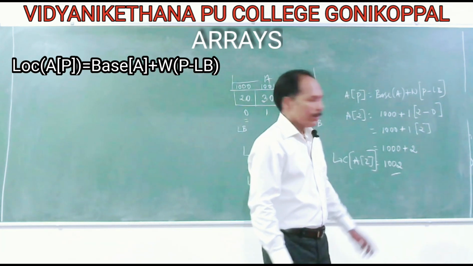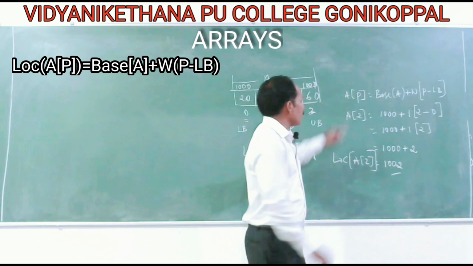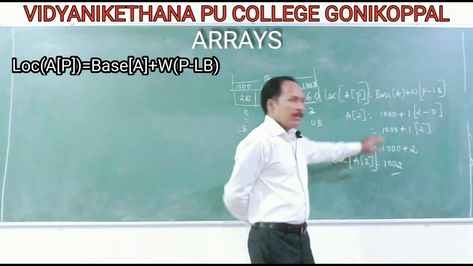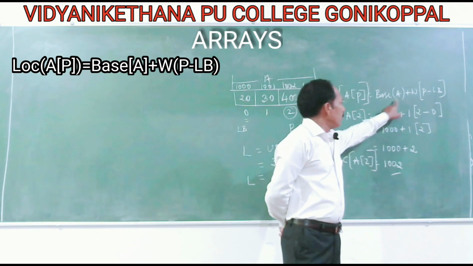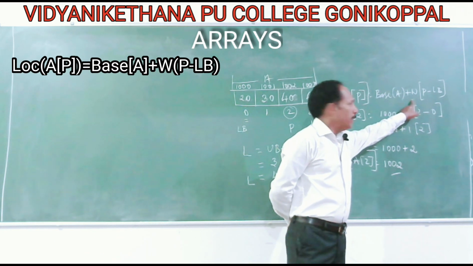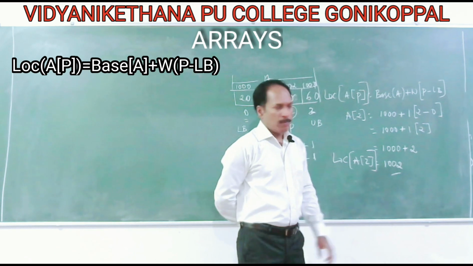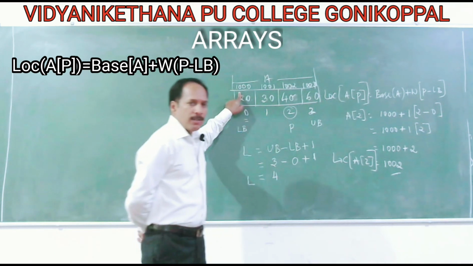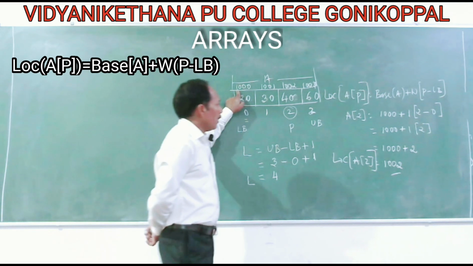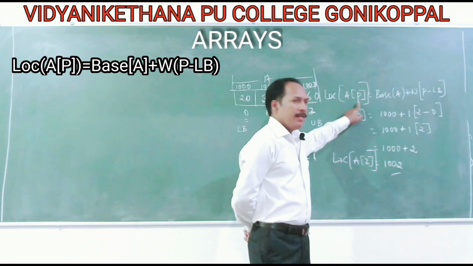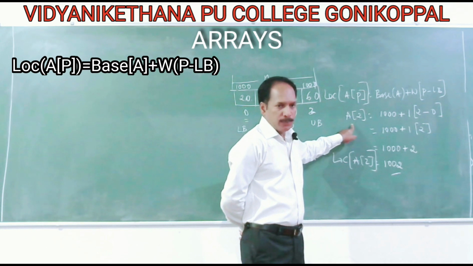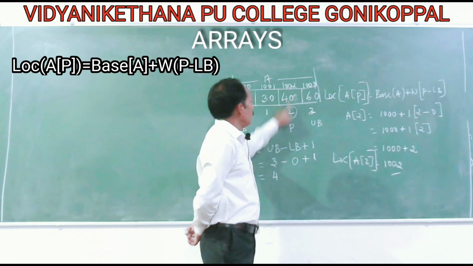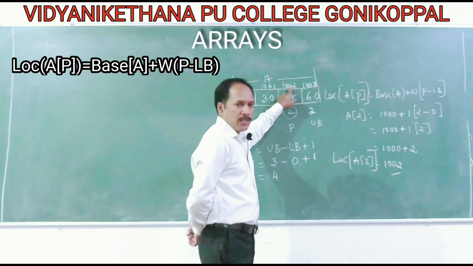So the location of A of 2 will be at 1002. You can see there, if you want to find the location of the A of pth element, we have to use base address plus W into P minus lower bound. So base address, let us take an example, the first element address is stored at 1000, and then we are looking for the element that is A of 2. So A of 2 is present at 1002.